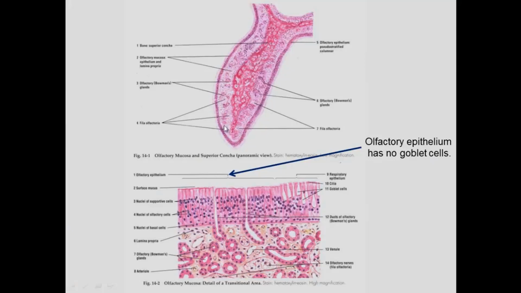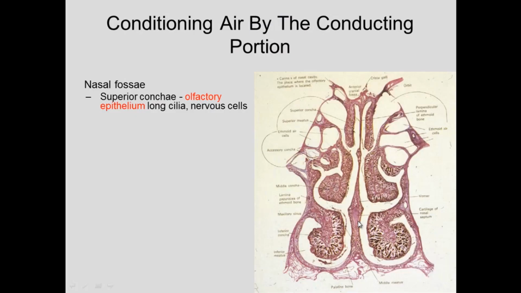olfactory epithelium on this side and that side, a bony structure here, a rich lamina propria there, rich vascular supply. And we can see the olfactory epithelium has no goblet cells. So the respiratory epithelium has goblet cells, but the olfactory epithelium does not. It does have glands that discharge on its surface. Bowman's glands will discharge on its surface.